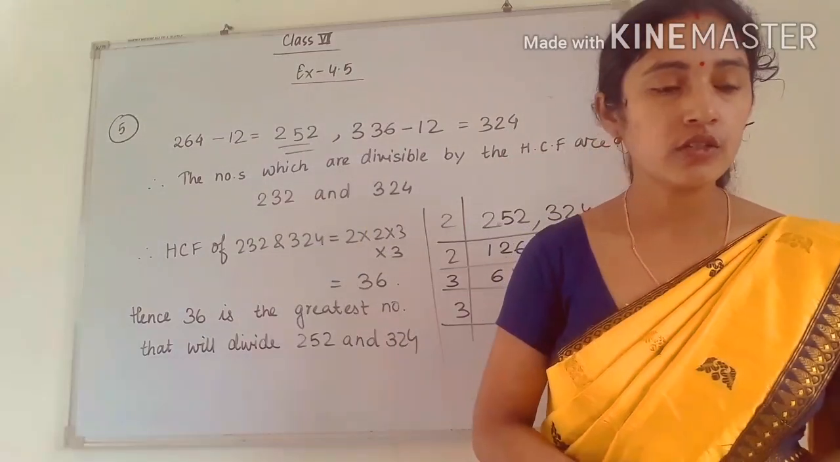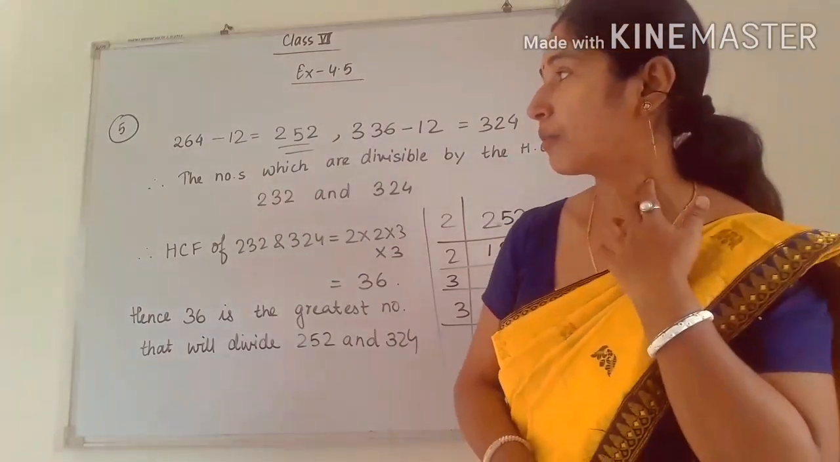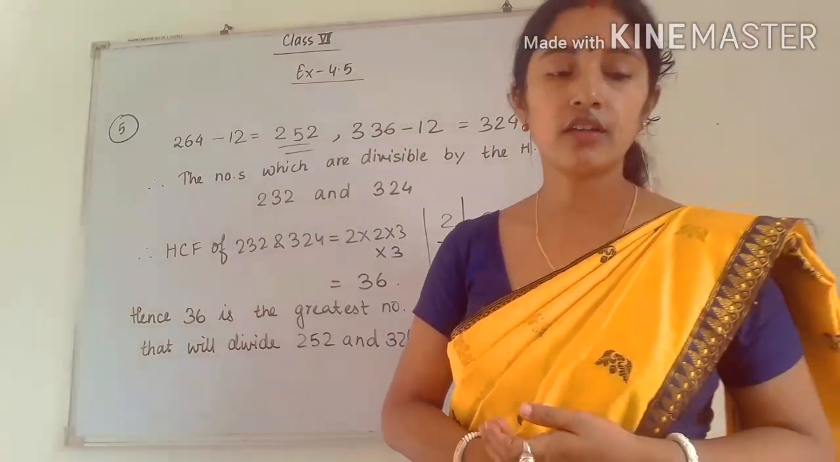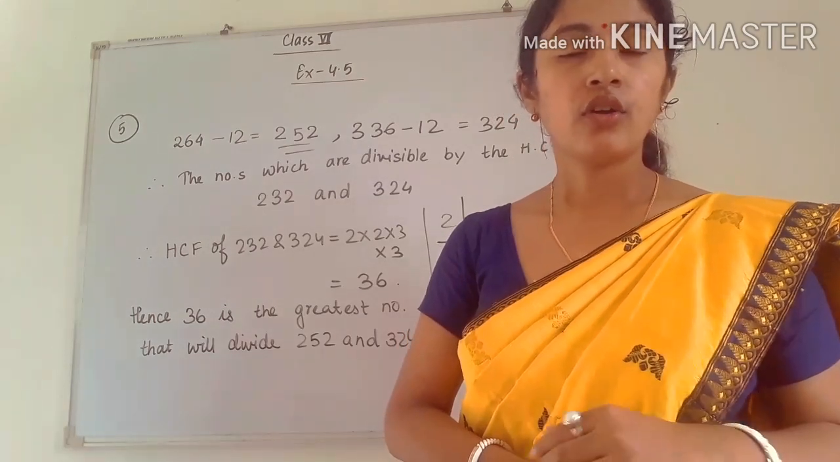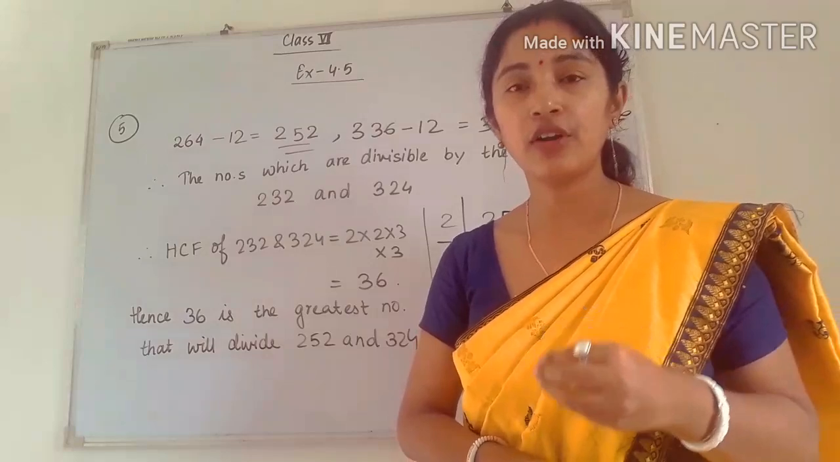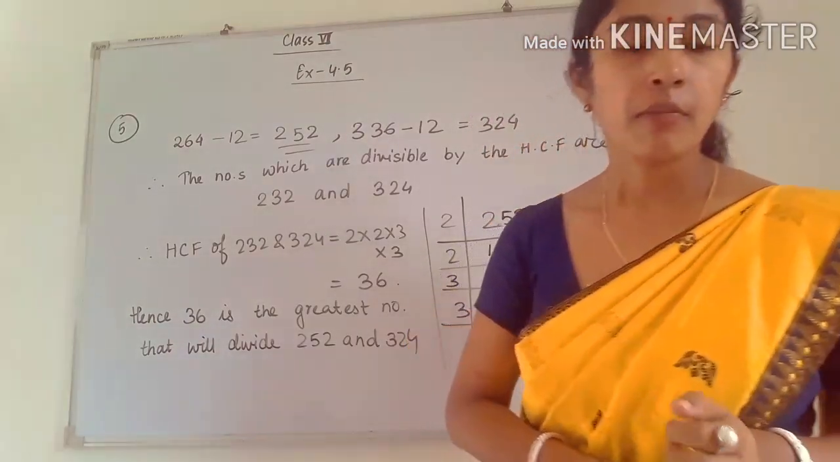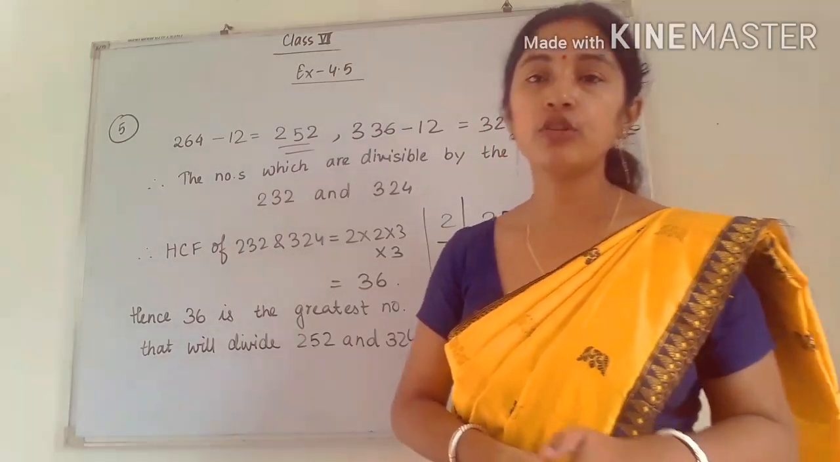So next question is question number 4 and 5. Both are same, so I am doing question number 5. See, two numbers are given, 264 and 336. It is given in the condition that you have to find the greatest number that will divide 264 and 336 by leaving the remainder 12. So here the remainder is same for both the numbers.